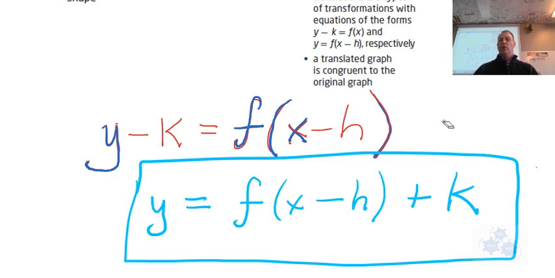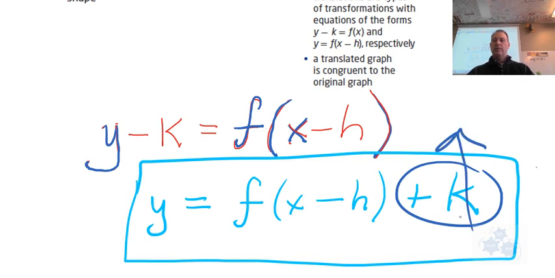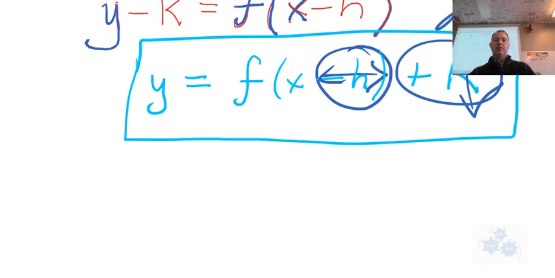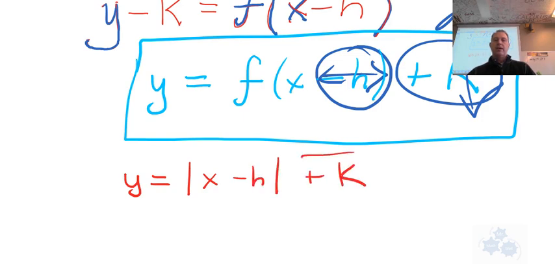Okay, so this part right over here is the vertical up-down translation. This number right here is the left-right translation. Okay? If k is positive, it goes up. If h is positive, it moves right. The tricky part here is, guys, now watch this. The format, and I'm going to write this with our absolute value function, okay? The format is like this. This is a plus k out here, and this is a minus h in here.